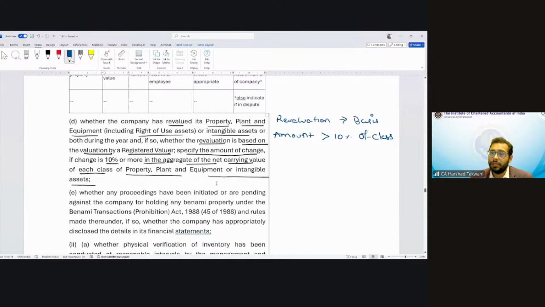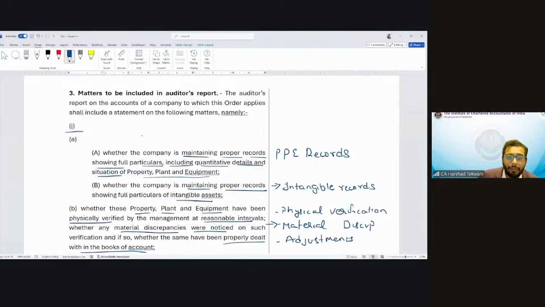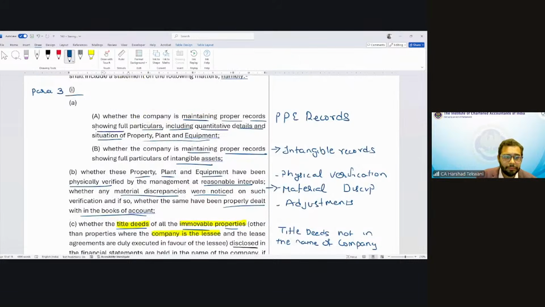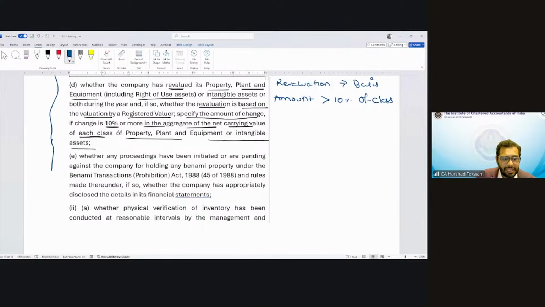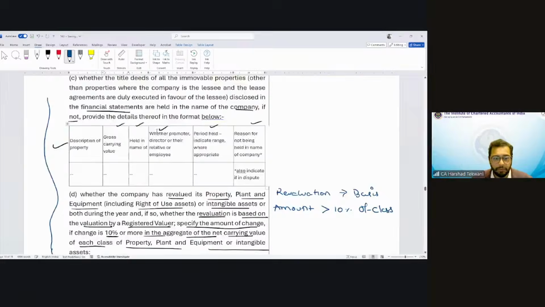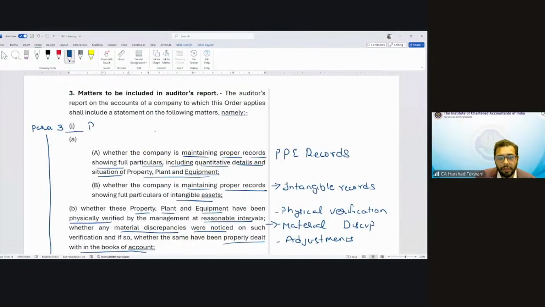The last part of clause 1 of para 3.1. We are talking only about para 3.1 of CARO, just 3.1. This entire portion is para 3.1, which is on plant, property and equipment. It is nothing but plant, property and equipment related para 3.1.